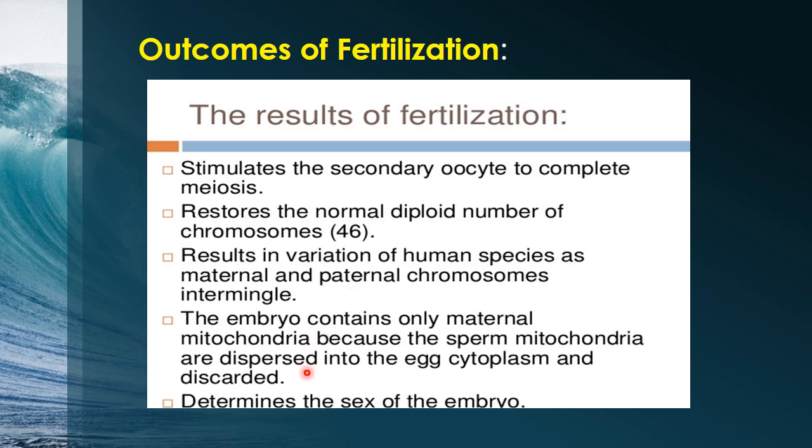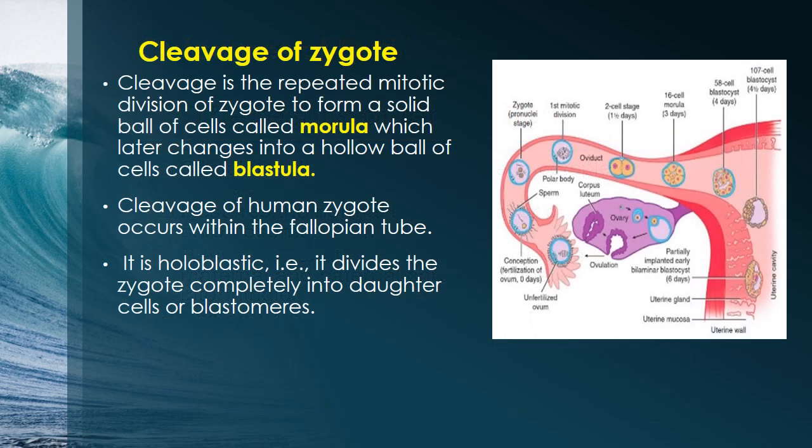So the sex of the embryo is also determined at the time of the fertilization. The embryo contains only the maternal mitochondria, because the sperm mitochondria are dispersed into the egg cytoplasm and discarded. So the zygote contains only the maternal mitochondria. Now, the process of the cleavage.